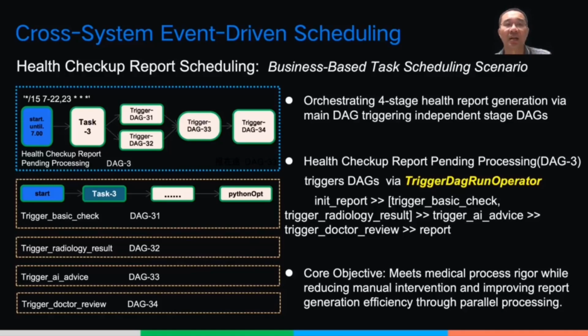This AI smartly synthesizes all the results from the previous steps. Finally, we have the doctor review sub-DAG tapping in to generate the final report. Throughout this whole process, the main DAG acts as a central conductor. It uses operators like the trigger DAG run operator to start the sub-DAGs and keeps an eye on their status.